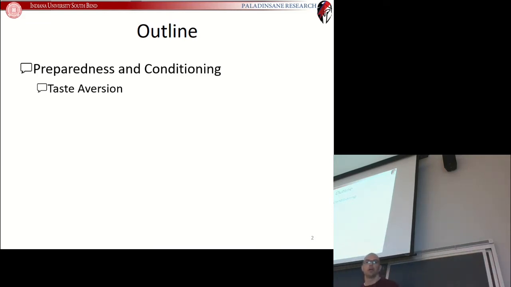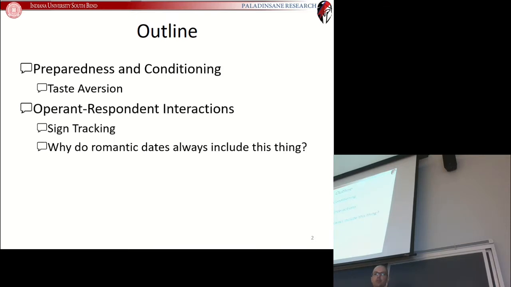So today we're going to take a look at preparedness and conditioning, specifically as it has to do with taste aversion. We're going to take a look at operant-respondent interactions. So we're going to take a look at the phenomenon of sign tracking, and we're going to use that to answer the question of why do romantic dates always include this particular thing. So 99% of romantic dates include one activity. And can anybody identify what that one activity is?